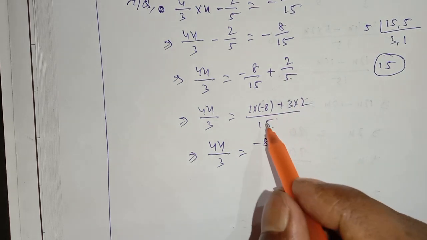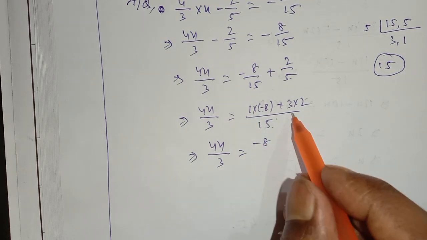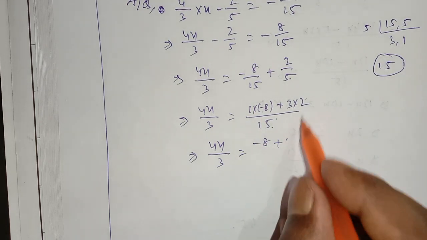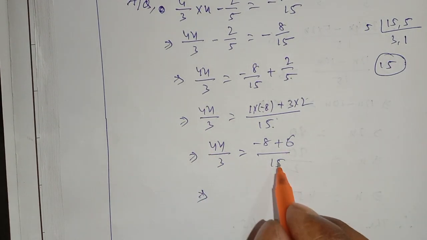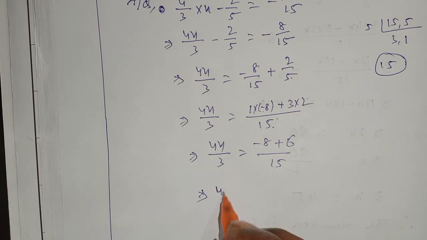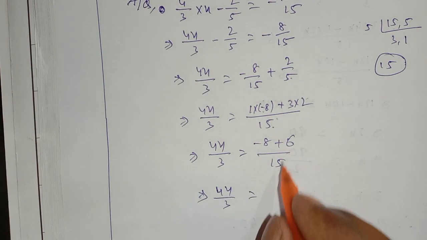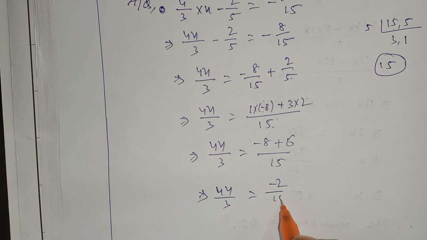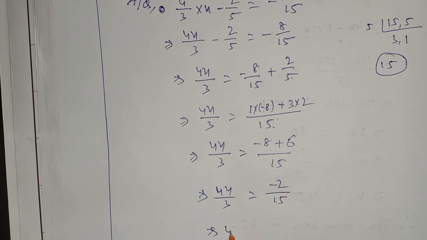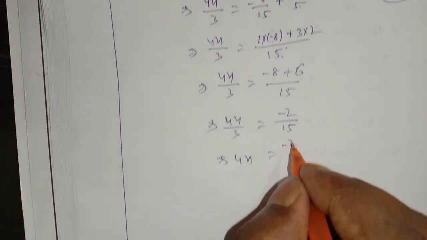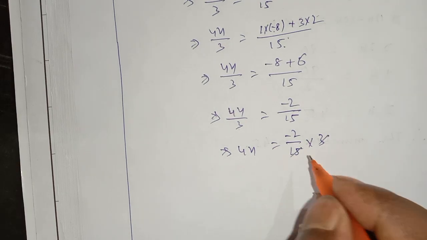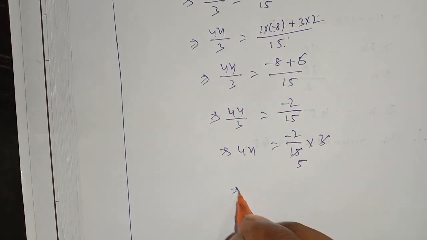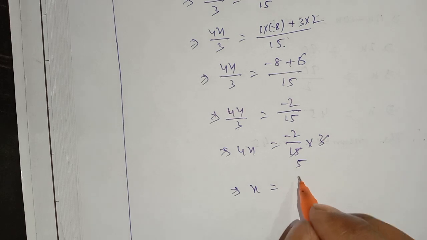Okay, now minus 8 plus 3 into 2, that is 6 by 15. Now again cross multiply, no? Otherwise you take 4x by 3. What will be here? Minus 2 by 15. Now 4x is divided, so this will become into minus 2 by 15 into 3. Now 3 cuts this, what will we get? 5 times. Okay, then x equals what?